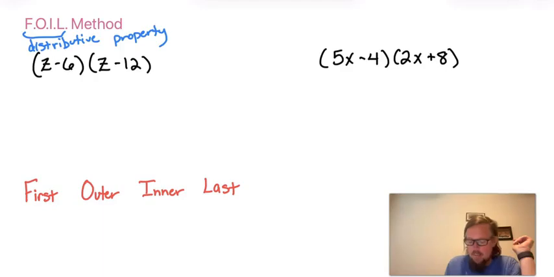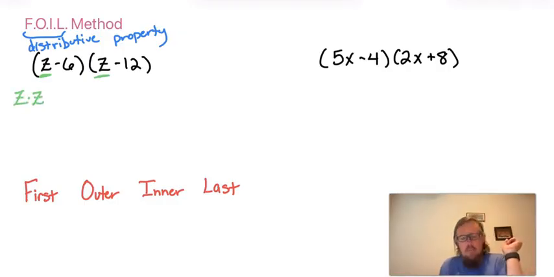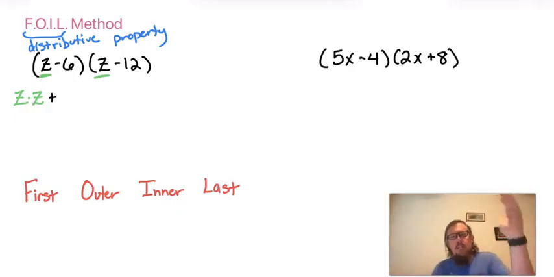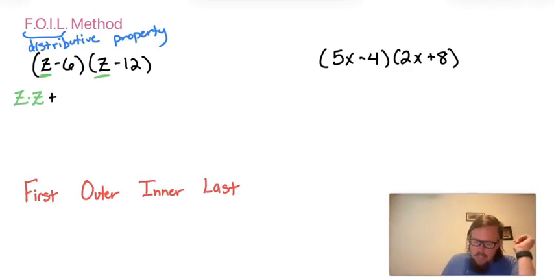First means the first term in each set of parentheses. So in this first set of parentheses, z minus 6, the first term is z, and in the second set of parentheses, the first term is also z. So it means multiply z times z. Multiply the first terms together. Then you add the outer terms multiplied together. So when you look at these parentheses, which two terms are on the outside of the whole problem? It's z and it's negative 12 that are on the outside. So z and negative 12. So you do z times negative 12.